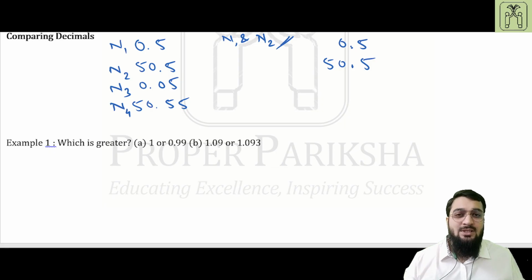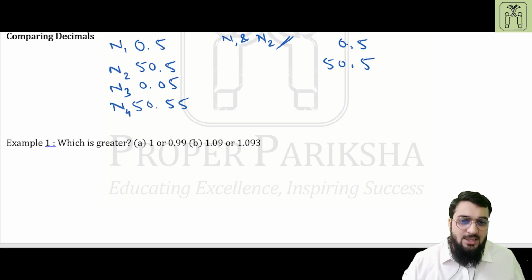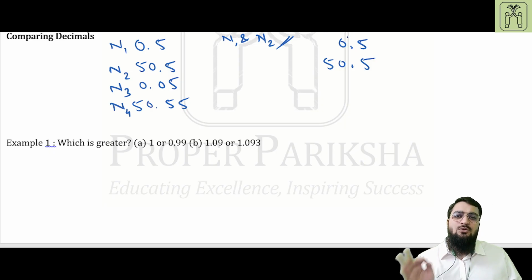0.5 and 50.5 will be written below and on top of each other, making sure that the decimal is aligned with both of them. So the first thing which you have to do is nothing but the same as comparing numbers or comparing integers. What do we do? The first thing which we do is compare the number of digits. The more the number of digits, the greater the number.